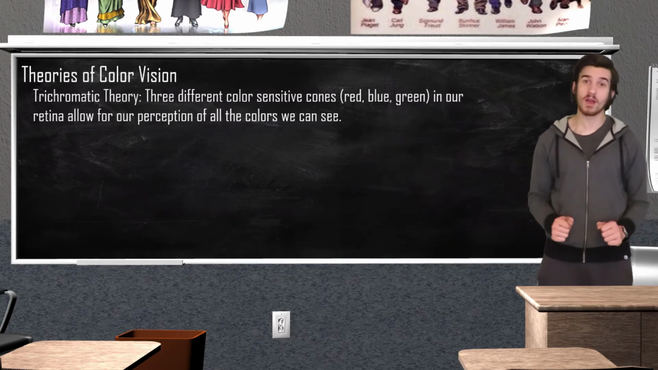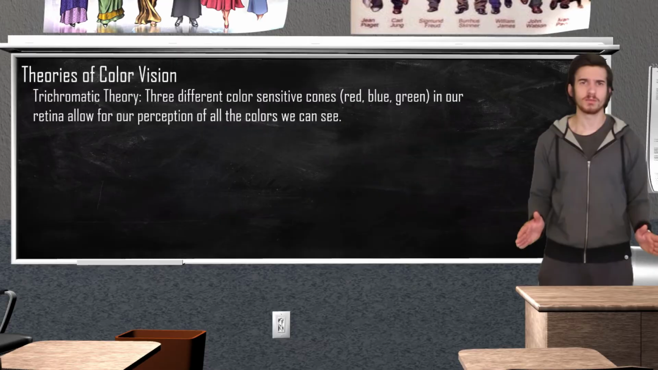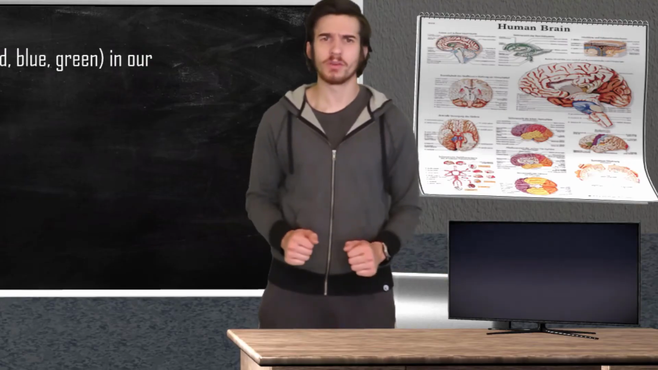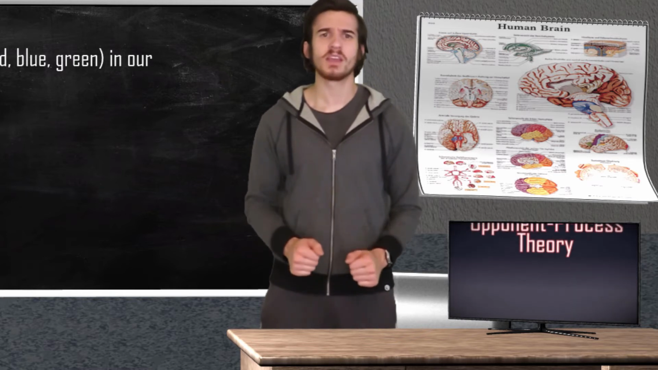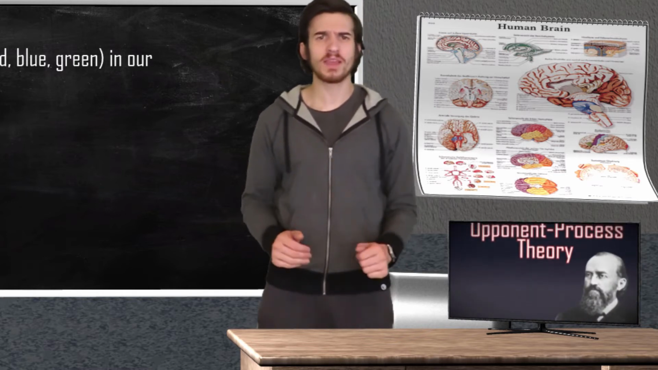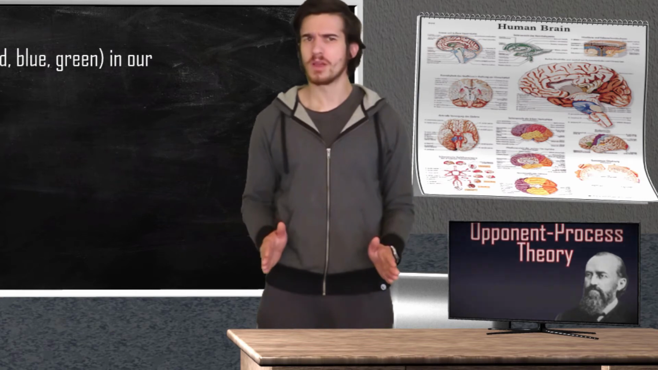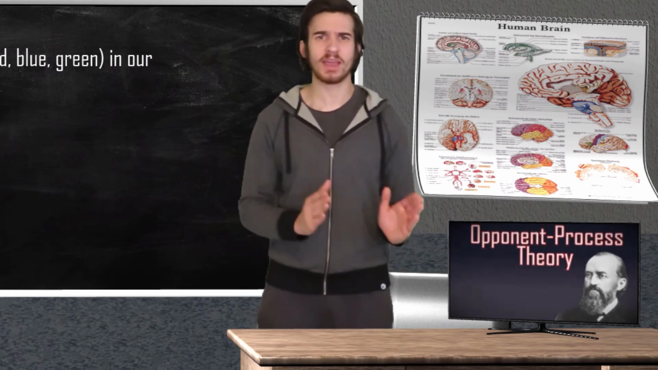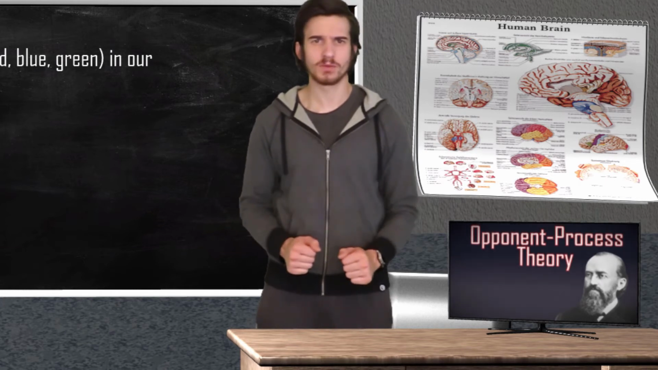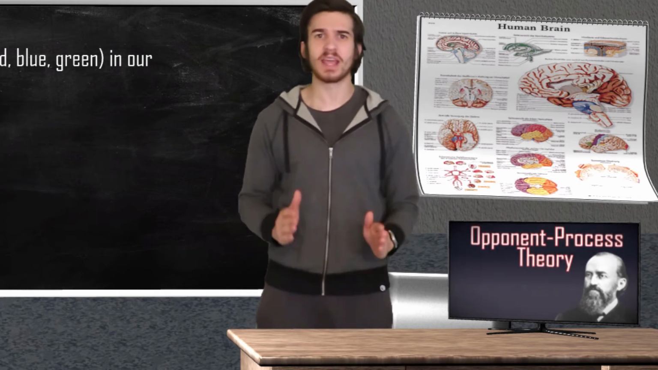The trichromatic color theory states that 3 different color-sensitive cones in our retina allow for our perception of all the colors we see. In the late 1800s, a rival theory, known as the opponent process theory, was proposed by German physiologist Ewald Hering. Hering questioned why individuals who were colorblind to red and green were still able to see yellow. According to the trichromatic theory, we do need active red and green cones in order to perceive yellow.